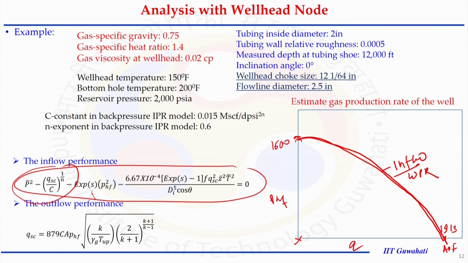What about the outflow equation? From this expression we can say Q is related to PHF in a direct relationship. We have a y equals mx kind of relationship, where the equation passes through the origin, and we will get this kind of expression.